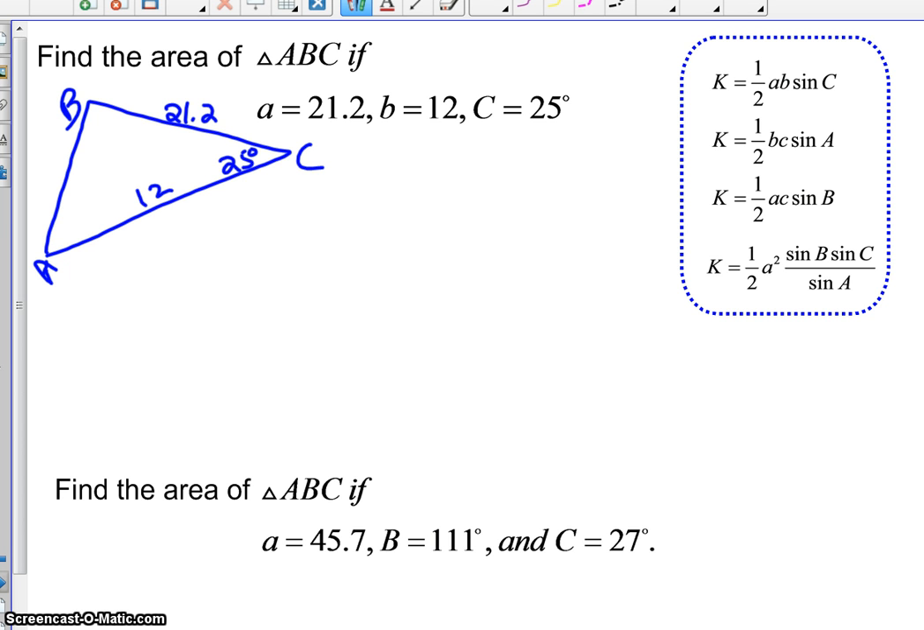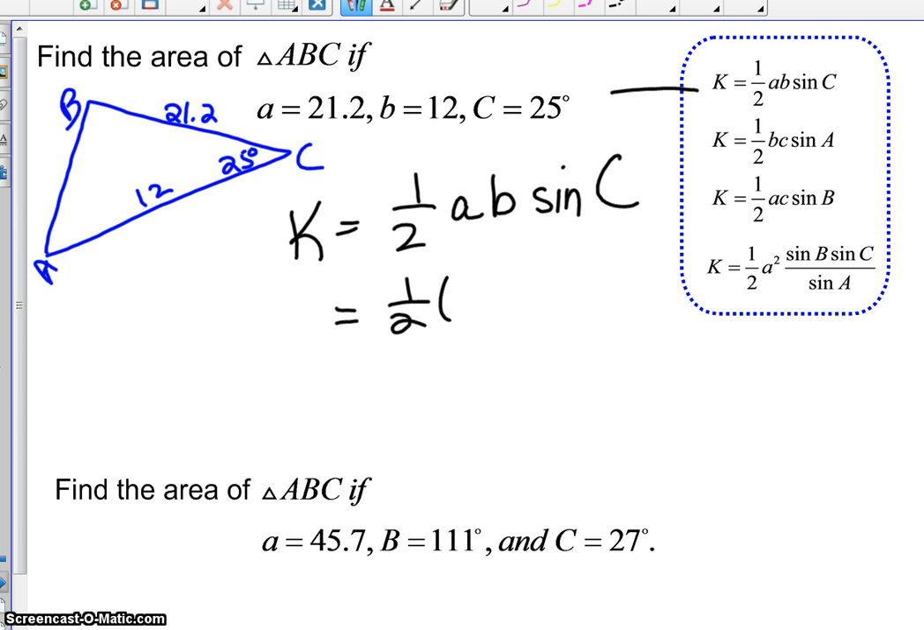The formula I'm going to use here is 1/2 AB sine C, because we have A and B and the angle C. So my area is 1/2 times A times B times the sine of angle C. I know A here is 21.2, I know my B is 12, and I know my C is 25 degrees.